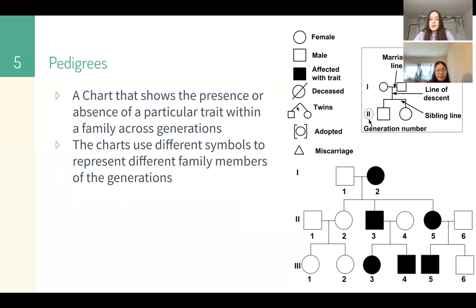This symbol means that they're twins. If it's in brackets, the person is adopted. And then if it's a triangle, that means that a miscarriage happened.